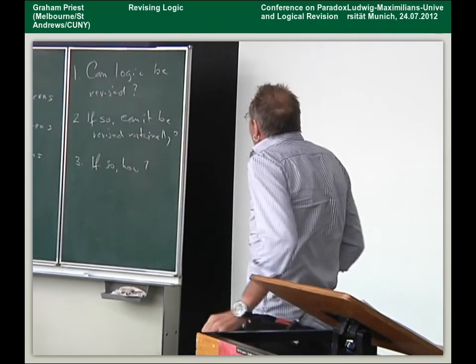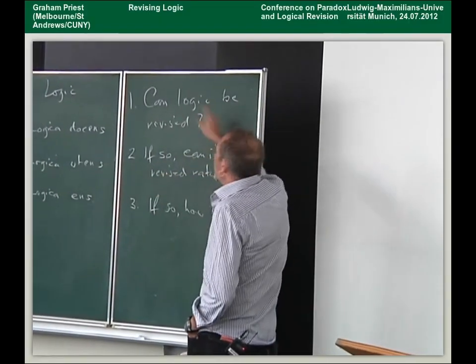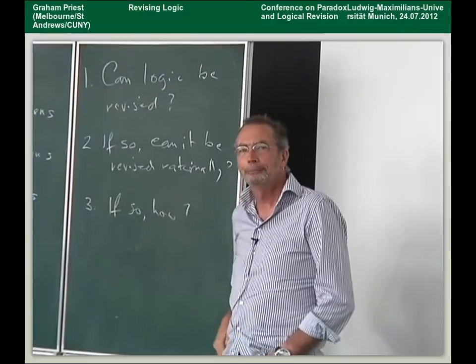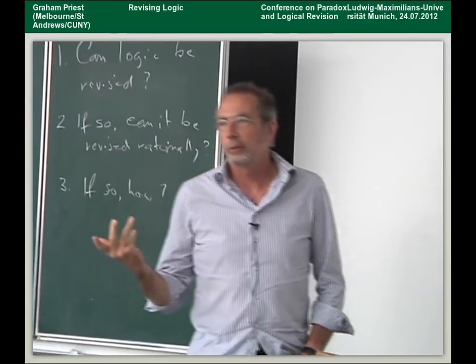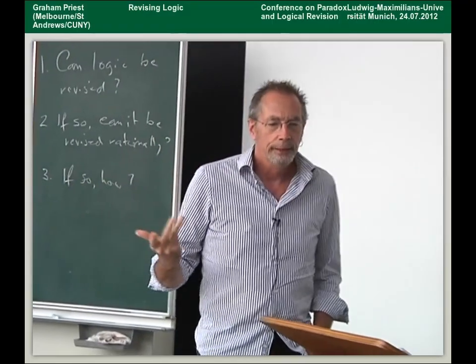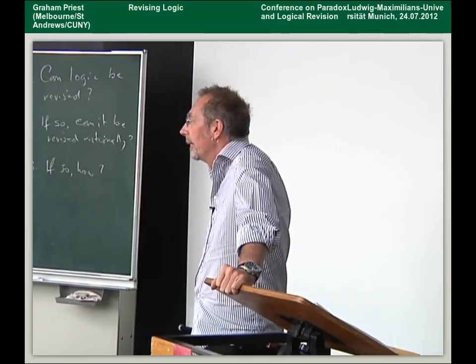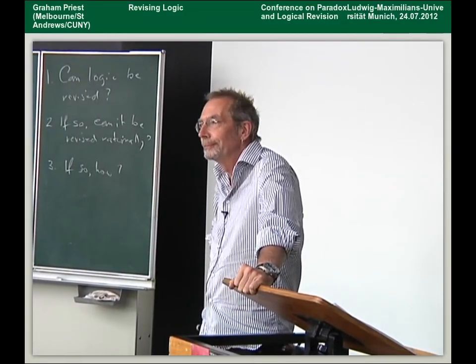Okay, so these are three questions that interest me. Can logic be revised? If so, can it be revised rationally? If so, how? Those are the three questions that interest me. And as I said, a lot has been spoken and written about this in the last 30 years, and I think a lot of it is rather confused.